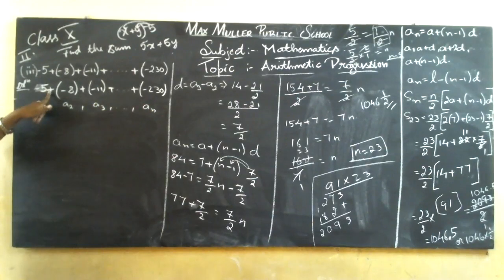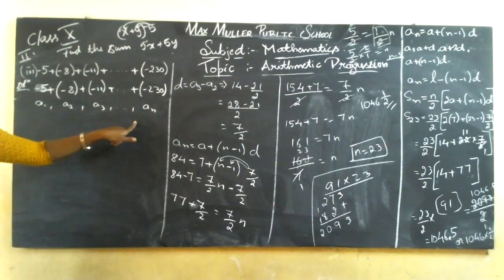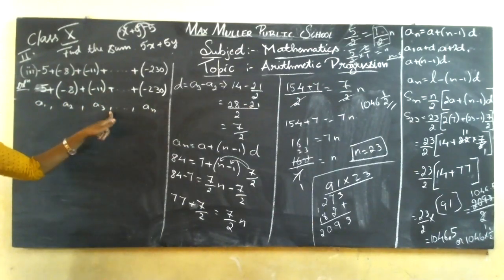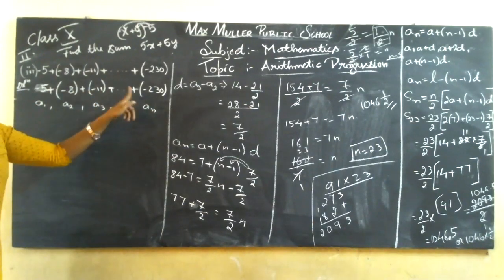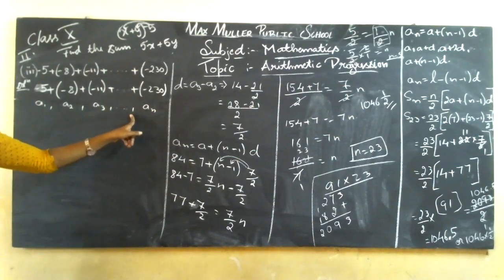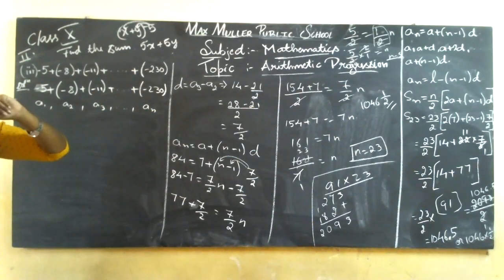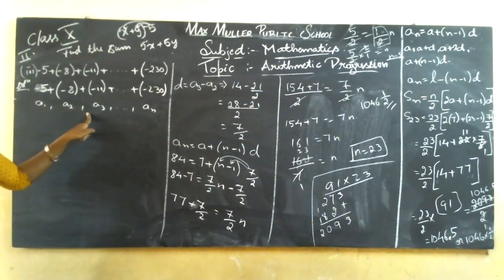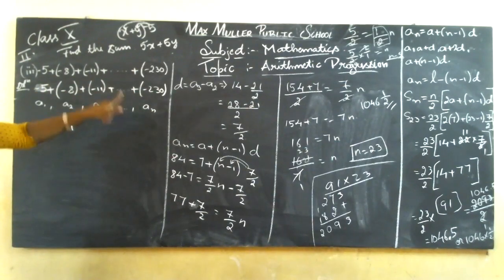See here, when the comma is there, I'm going to put the comma. Why? Because when the plus sign is there, for the sum it is indicated as plus. For the arithmetic progression, the normal general form is an is equal to a plus n minus 1 into d, the sequence is represented with commas. You should know the difference. When it is of sum, they'll put plus signs. When it is of sequence, they'll put commas.